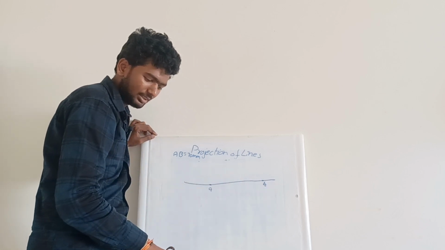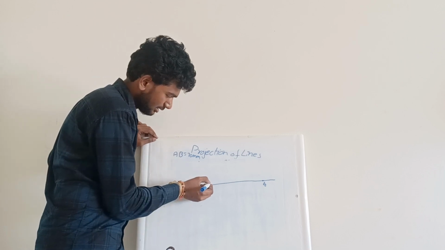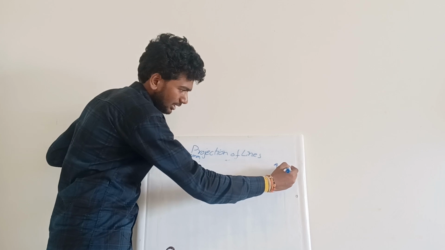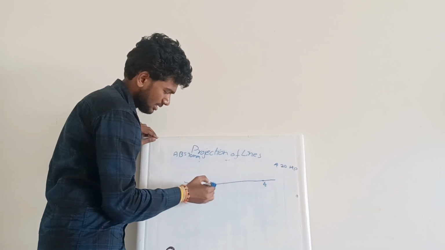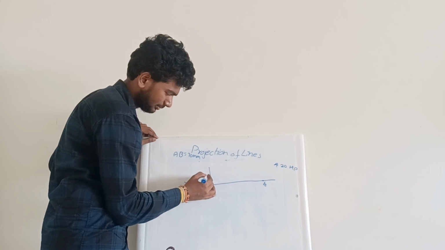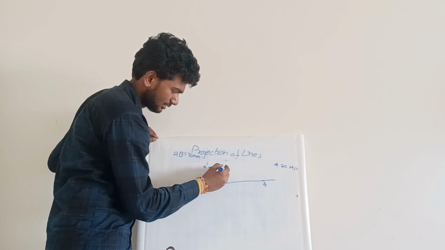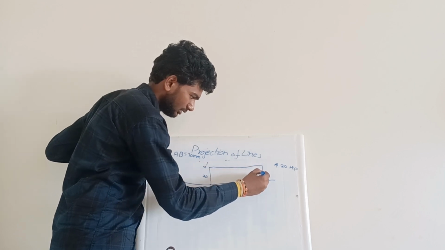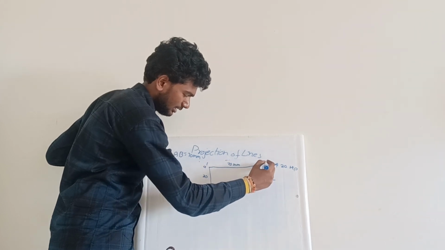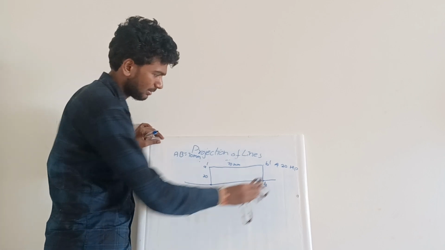Next they give 20 mm above the HP, 20 mm above, that means top. Here it is A dash. Next, 70 mm, denote it with B dash. This will be a simple problem. Next we will go to another problem.